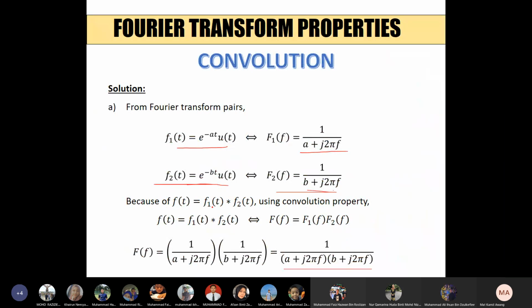So, by using convolution, when you convolve two signals, it transforms into this. Therefore, you can do the convolution by just multiplying the transform of f1 and the transform of f2. So you can write it like this: this is F1 of f, this is F2 of f, and you get this as the answer. Simple, if you know this first transform.